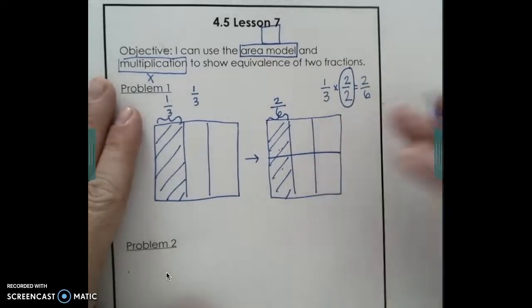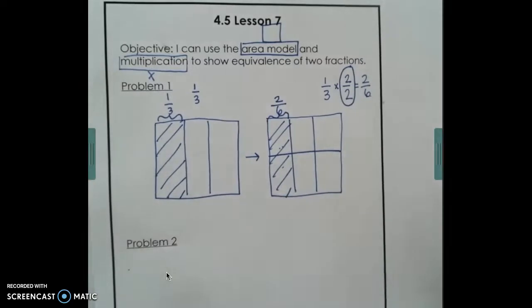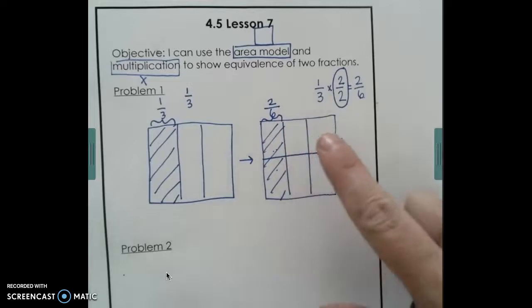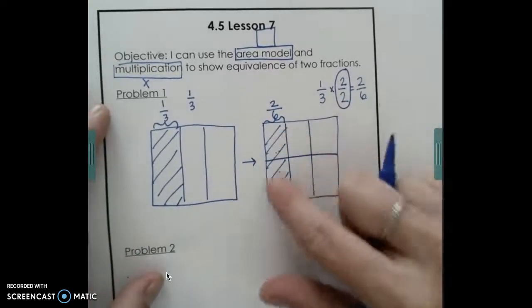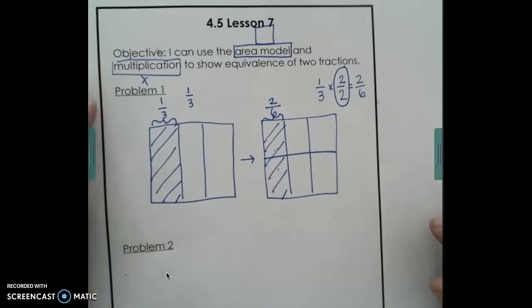So that's how we make equivalent fractions, by multiplying the top and bottom by the same number. We're taking our shaded part and we're cutting it in half, and we're doubling it, and we're taking our whole and we're doubling it. Okay, so they're equal to each other, equivalent fractions.